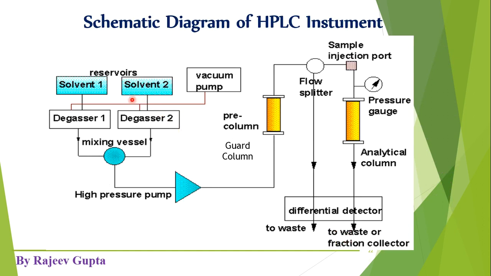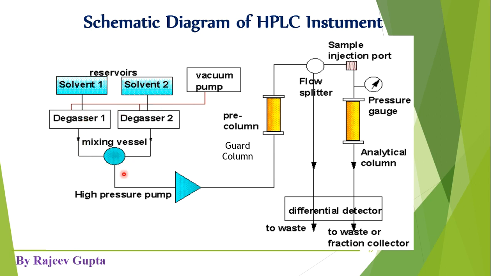So we can put all the parts of this instrument in a sequence. First we see our solvent reservoir. There could be more than one solvent reservoir on this HPLC instrument. If we are using more than one solvent, then more than one solvent reservoir or glass bottle could be used. On these solvent reservoirs, degassers could be attached. These degassers will remove any dissolved gases from the solvent.